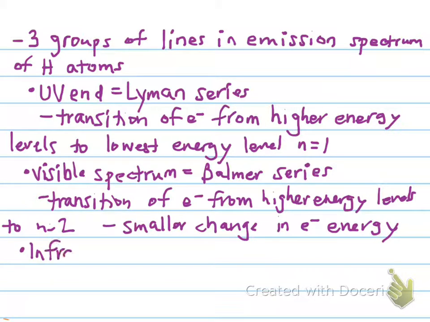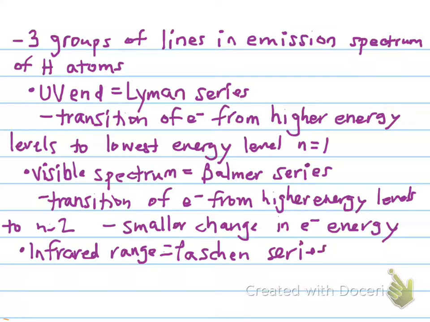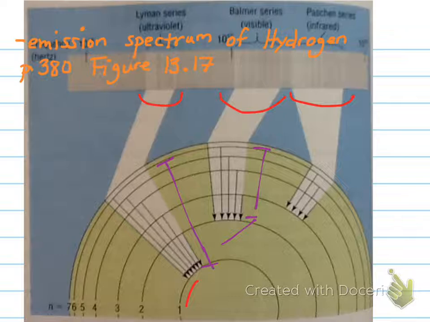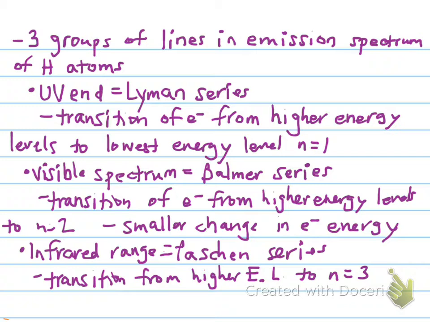The infrared range is called the Paschen series, and this is the transition from higher energy levels to the n equals 3. Right, so the Paschen, again, this time, every time we're ending in the n equals 3 energy level.